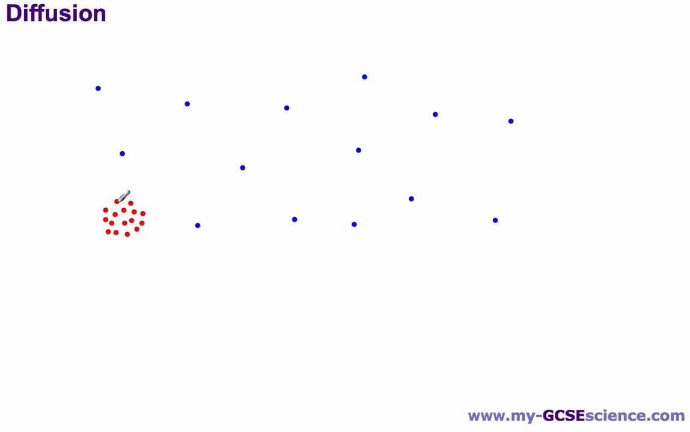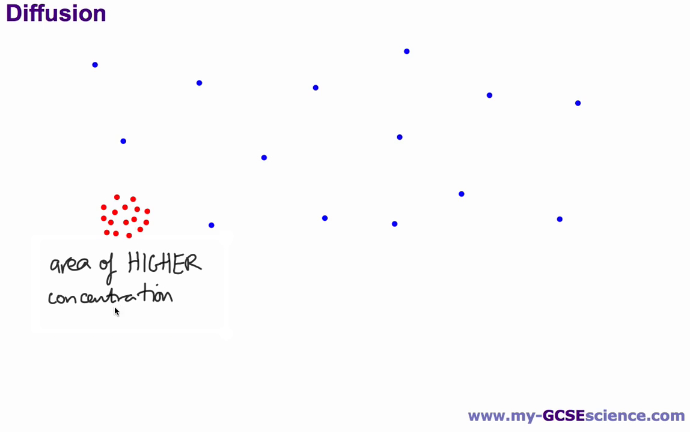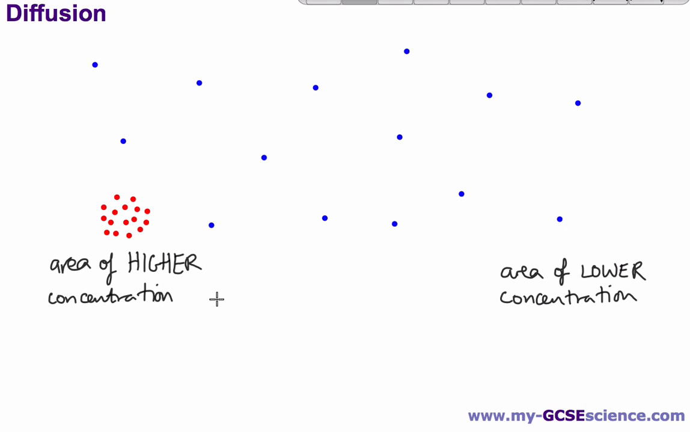But imagine you had those concentrated in one area, and over a period of time this is what happens. The particles spread away from where they were concentrated to where they are less concentrated. So we started off like this, and what we say is we have over here an area of higher concentration of the particles. So all the particles are very closely, tightly packed together, and over here we have an area of lower concentration.